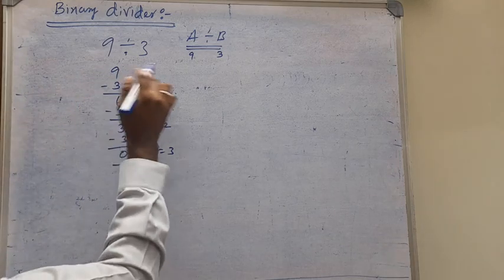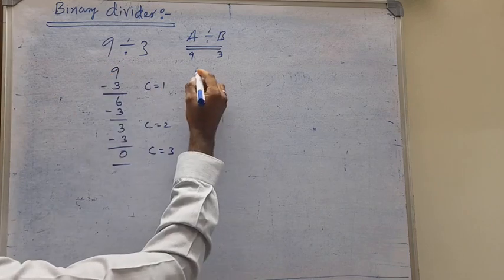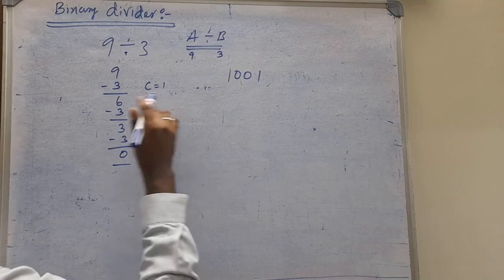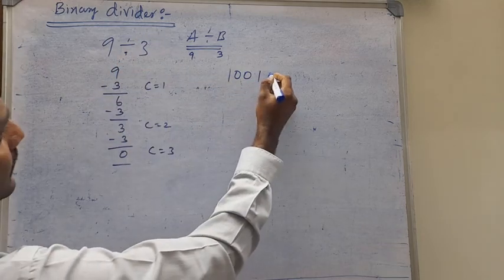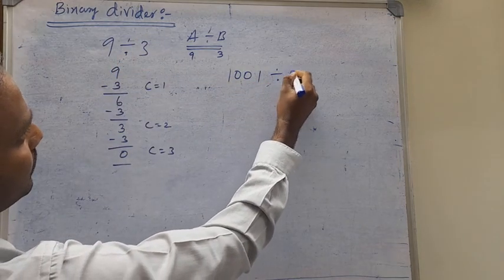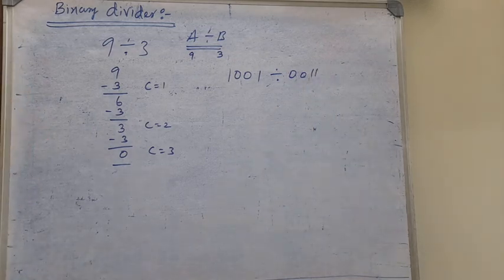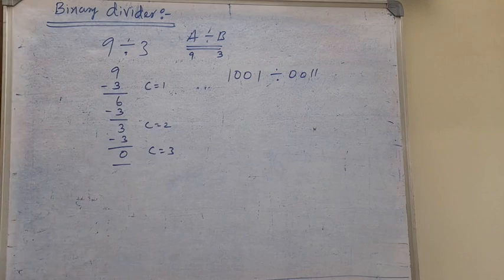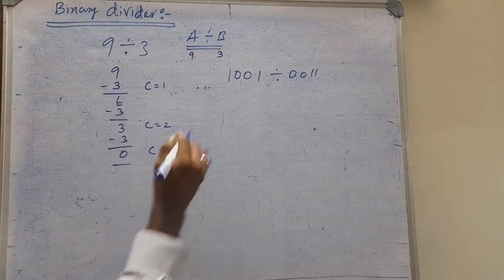For example, binary operation. So here, what is the 9 value? 1001. What is the binary representation for 3? So 1001 is divided by 0011. Okay, so this is the binary representation of 9 divided by 3. Now I'm going to do the successive subtraction concept. So that concept I'm going to use here.